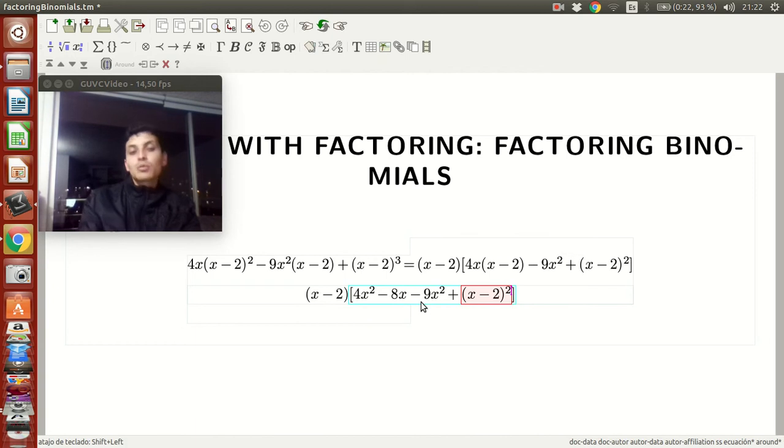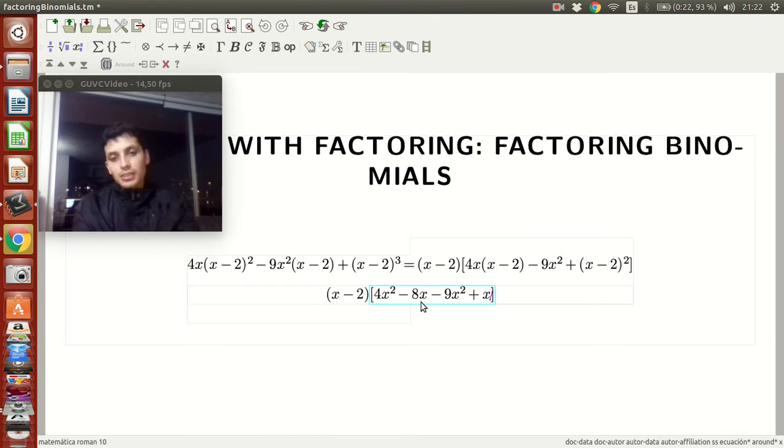This is a perfect square trinomial. So if you don't remember how to simplify a perfect square trinomial, you can check the video that tells you how to do it. It's called easy to square. So x squared minus 4x plus 4, positive 4.